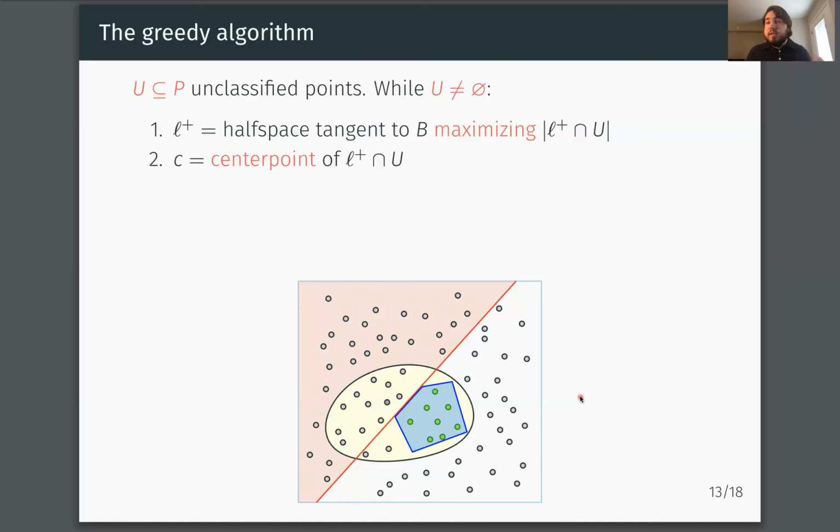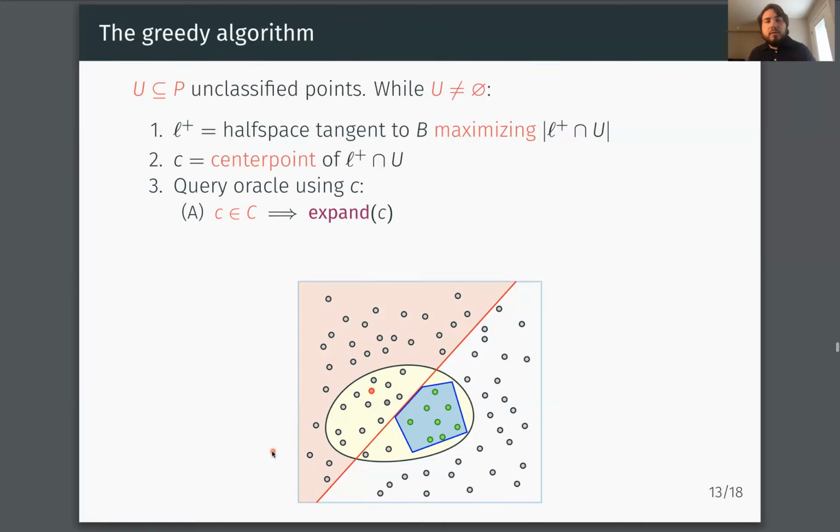Next, we compute the center point of the points lying in this half space. In this figure below, it might be this red point here. And we query the oracle using this center point. There are two scenarios. If the center point happens to be inside the convex body, then we can improve the inner approximation. So we expand the inner approximation to include this point C.